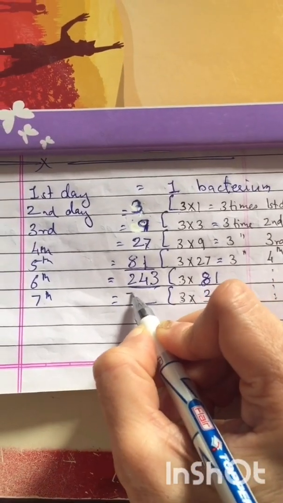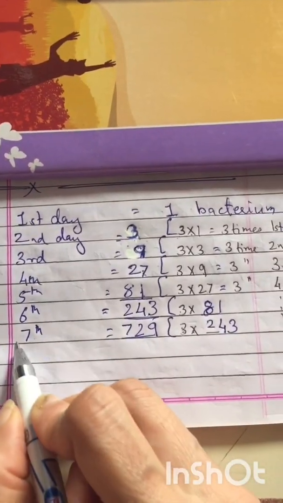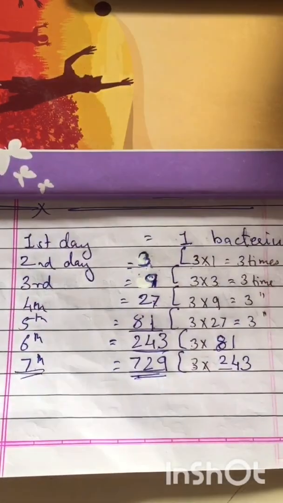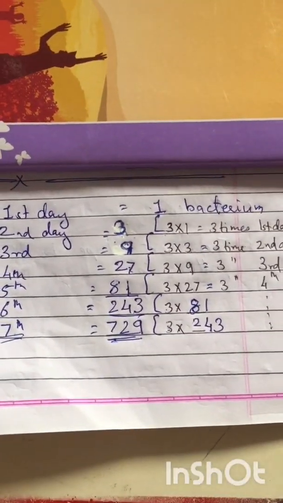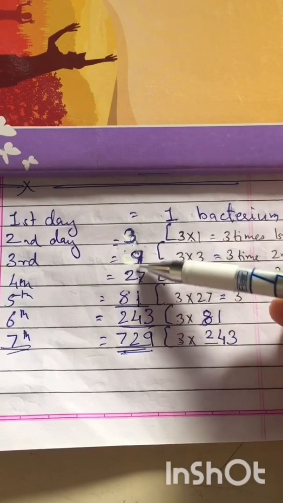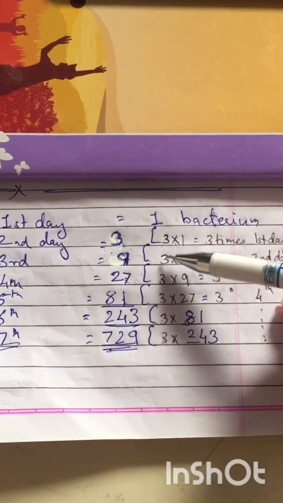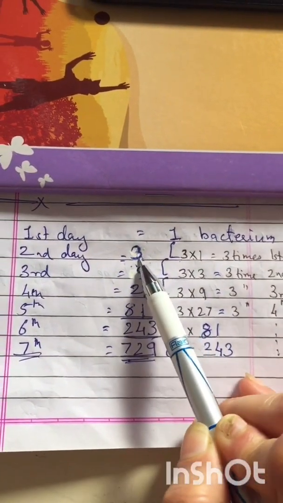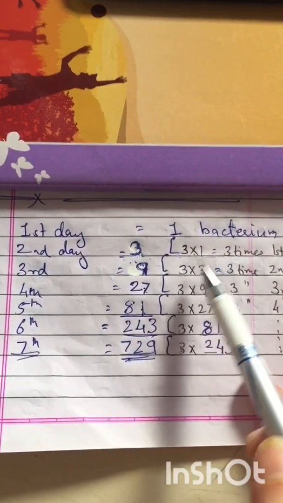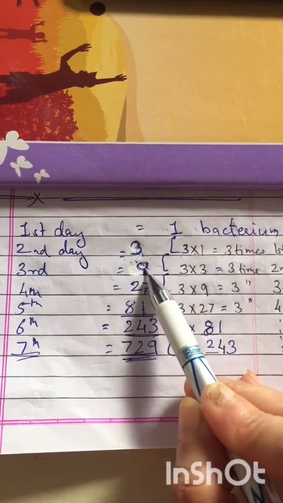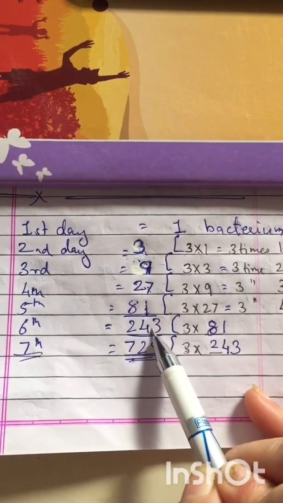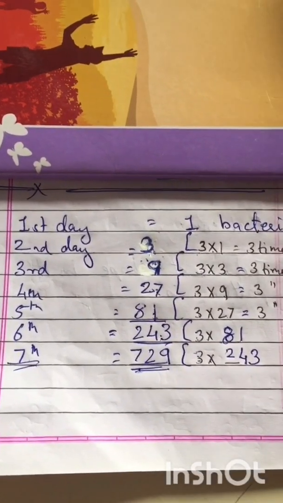Okay, so it will be 729. So this way on the 7th day there will be 729 bacteria in the sample. Okay, so you have to observe the pattern where it is increased 3 times the previous day. Whatever the number comes on the previous day, you have to multiply that number by 3. Okay, so 3 into previous day, 3 into 81, 3 into 243. That way you have to calculate.